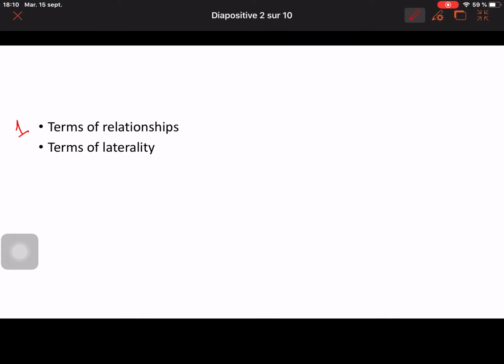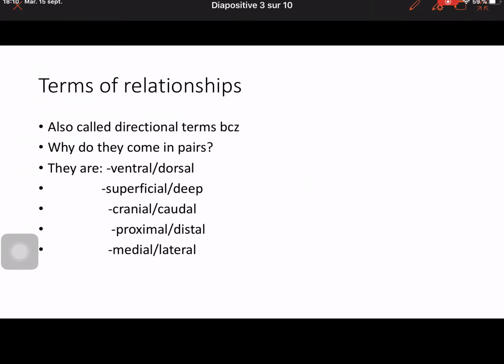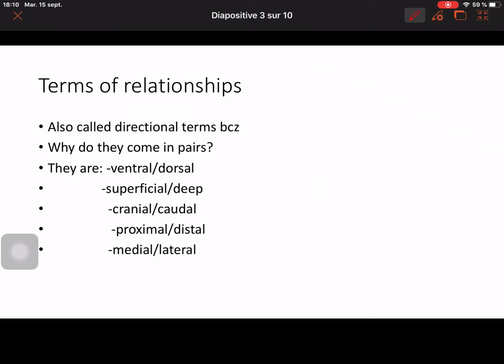The first one is terms of relationships. The second is terms of laterality. Now we will study the terms of relationships. Then let's start. The terms of relationships are also called directional terms. Why do we call them directional or terms of relationships? Because they are helpful for identification and relationships of something compared to another.